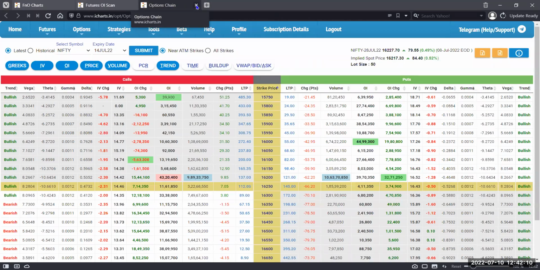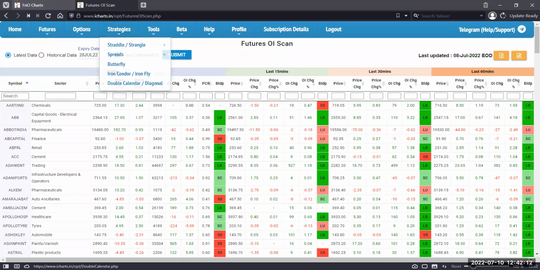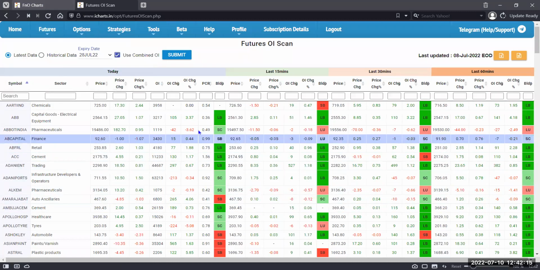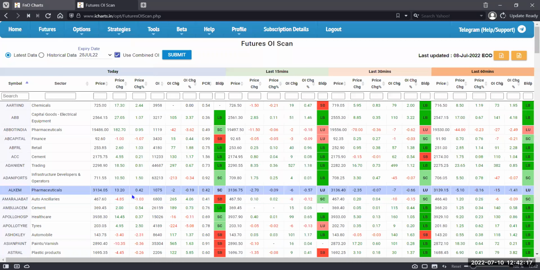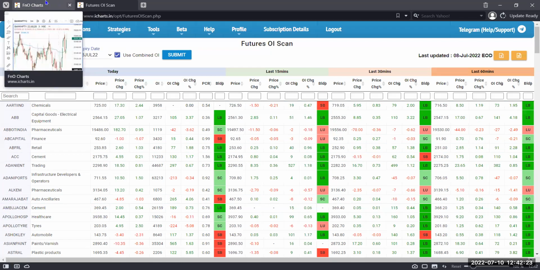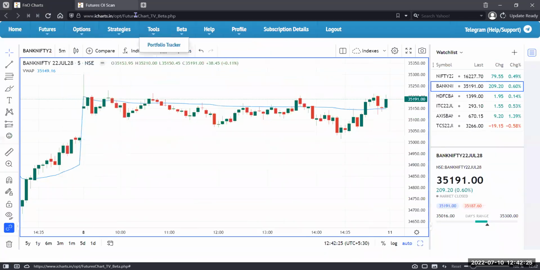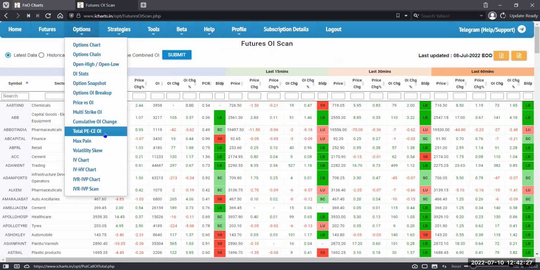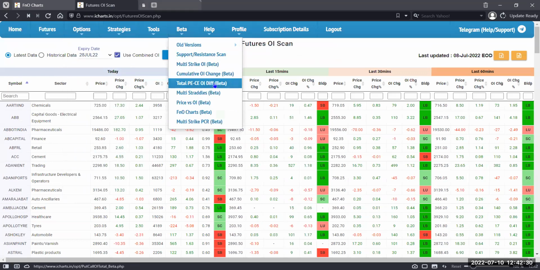Now let me go to OI scan. People had said how to quickly select stocks. I had shown this before also. So you can look at which side the market is. So basically, how would you do that? I would still suggest this immediately.